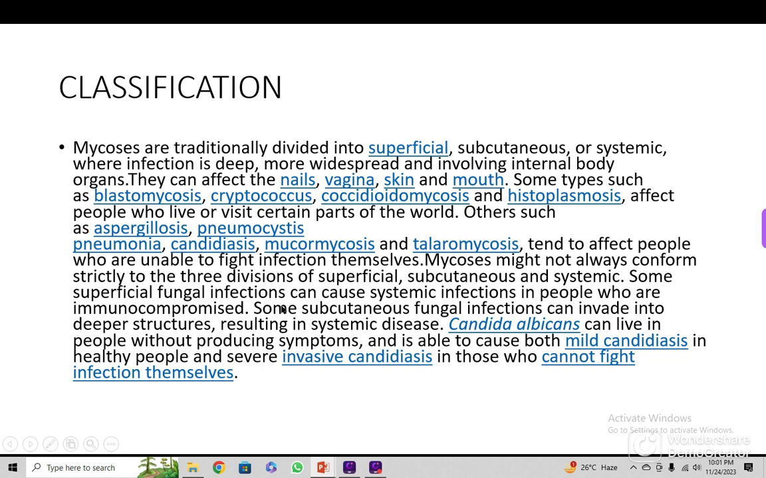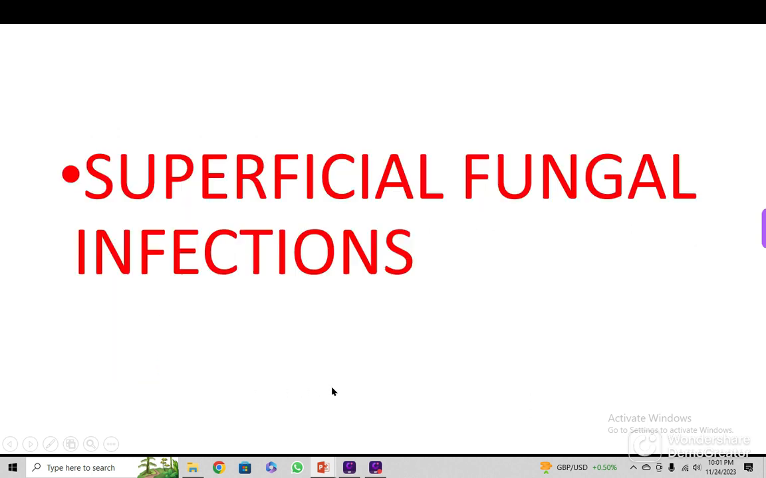Some superficial fungal infections can cause systemic infection if they penetrate deeper and are not treated at the proper time. In people who are immunocompromised especially, these superficial infections can cause systemic infection. Some subcutaneous fungal infections can invade deeper structures, resulting in systemic disease. Candida albicans can live in people without producing symptoms and is able to cause both mild candidiasis in healthy people and severe invasive candidiasis in those who cannot fight the infection themselves, that is, with CD4 deficiency or HIV infection.